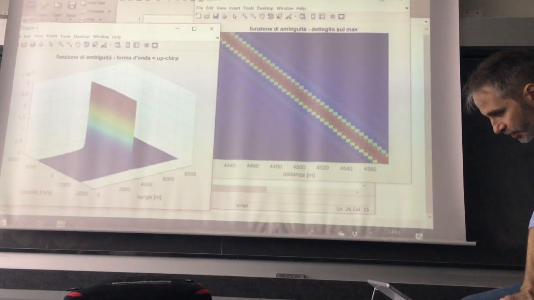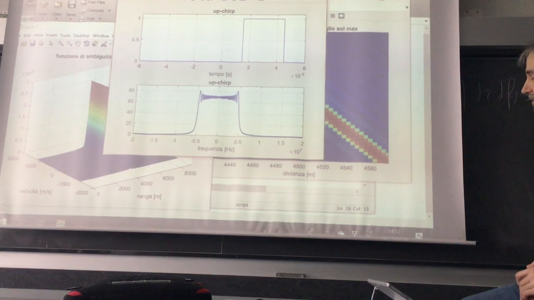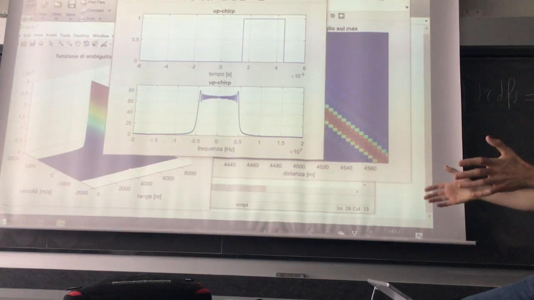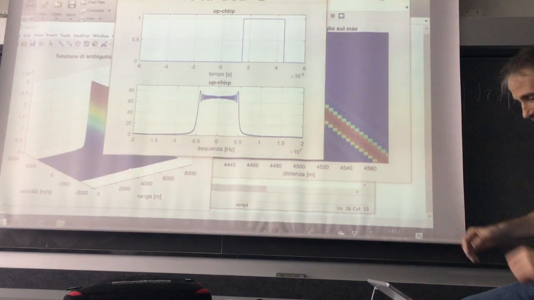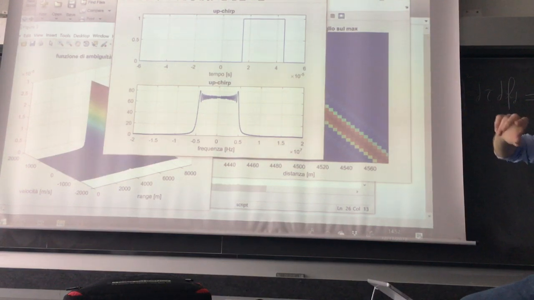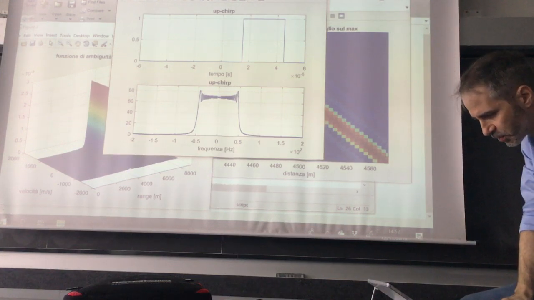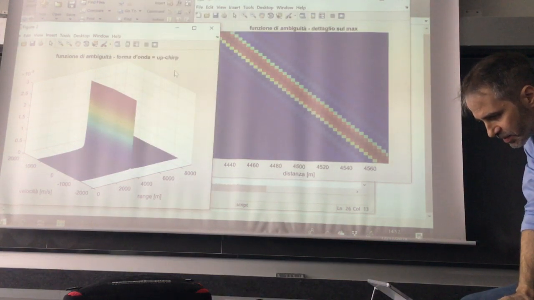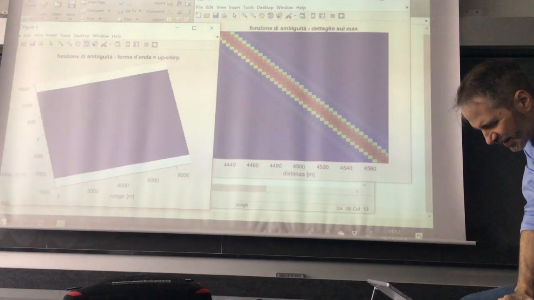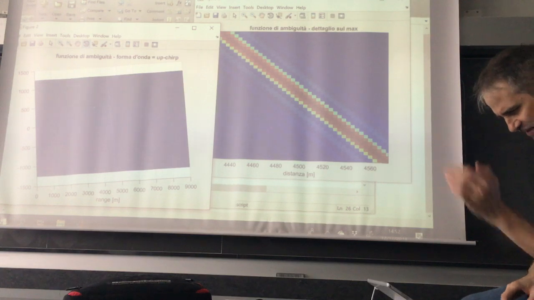So this is the chirp. And so now we have a signal that is large in time and large in the frequency domain as well. This is an up chirp, meaning that the frequency is going up, so it's from the minimum to maximum. And this is its ambiguity function. I don't know if it is very clear here, but it is not straight, so it is a bit tilted.